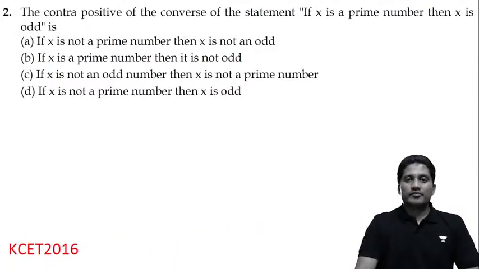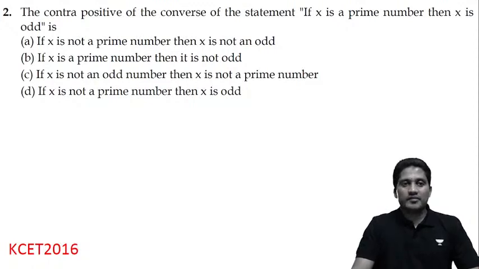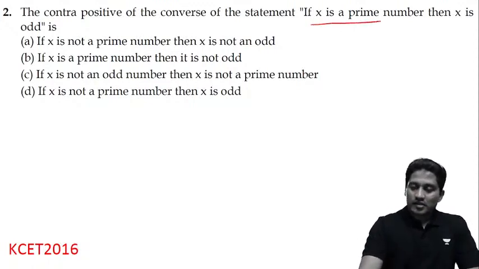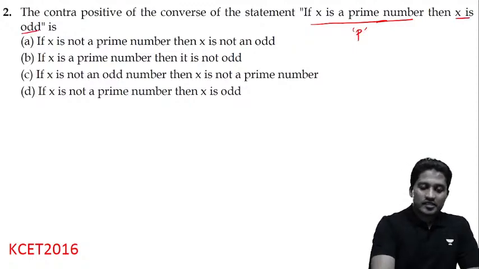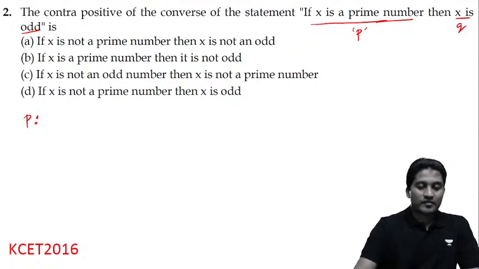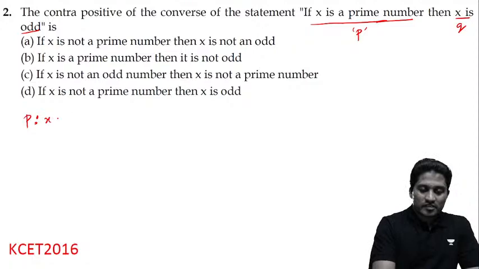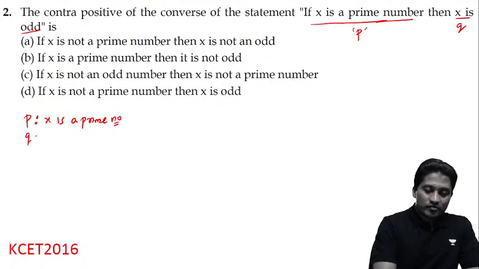The contrapositive of the converse of the statement: x is prime then x is odd. I'll take p as x is a prime number, and q as x is an odd number. So the given statement becomes p implies q.